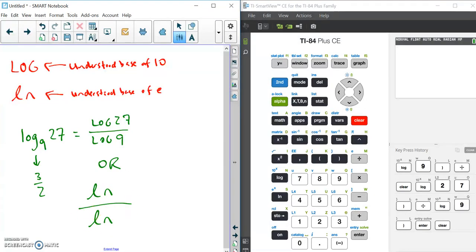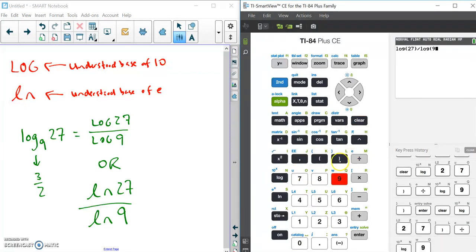So two logs that both have a base of e, with natural log of 27 on top and natural log of 9 on the bottom. If we come over here and look at the calculator, here's what I would type in: log, and again that has an understood base of 10, log of 27 divided by log of 9. If I see my answer here, I get 1.5, which is the same thing as 3/2.